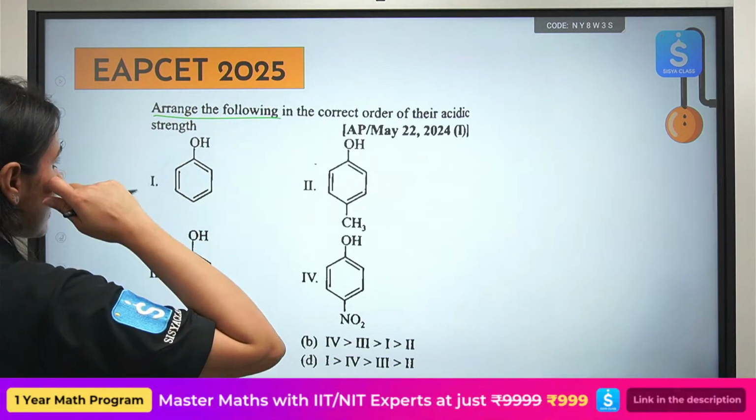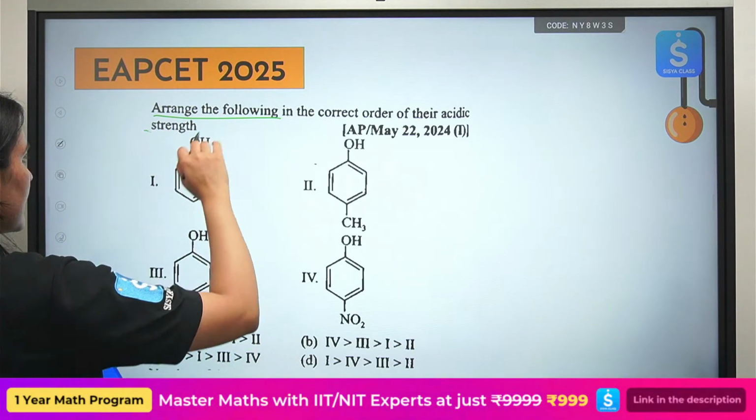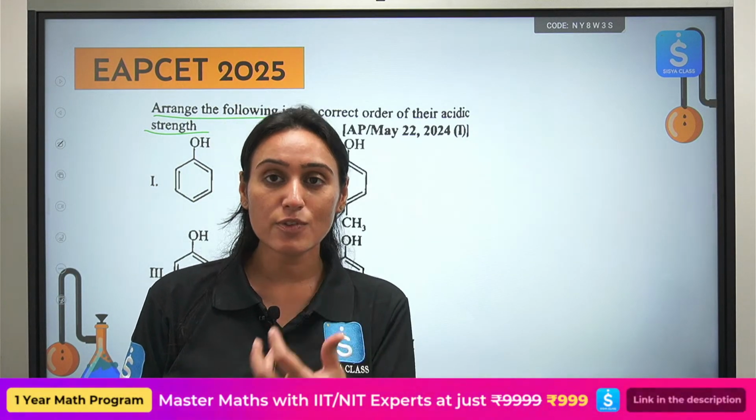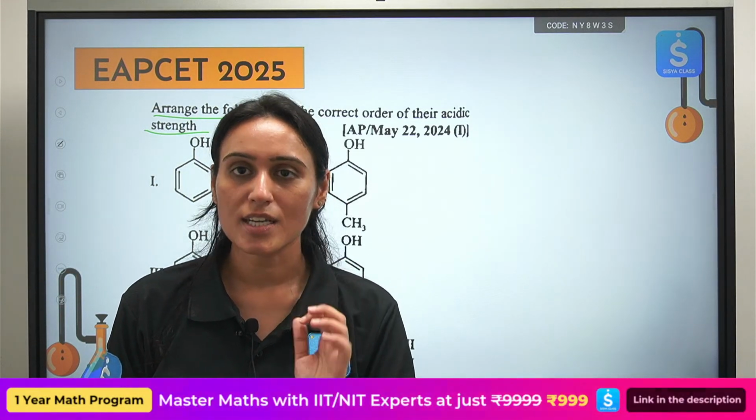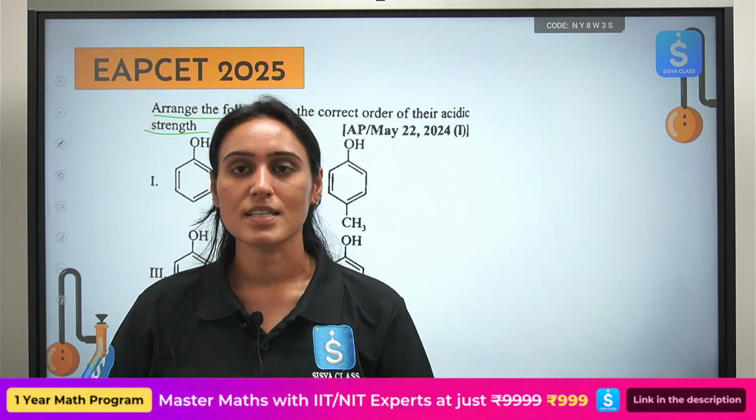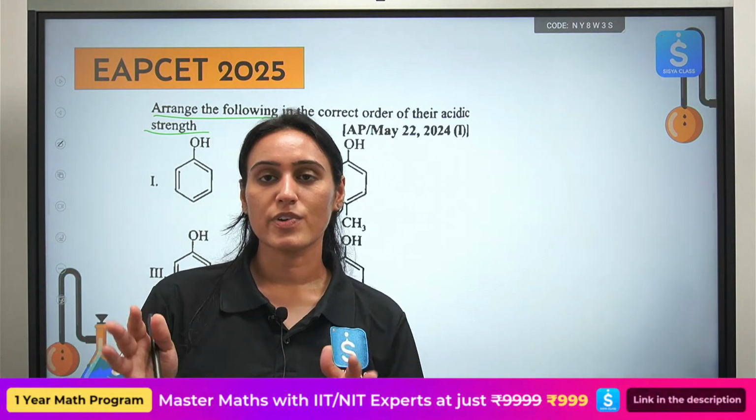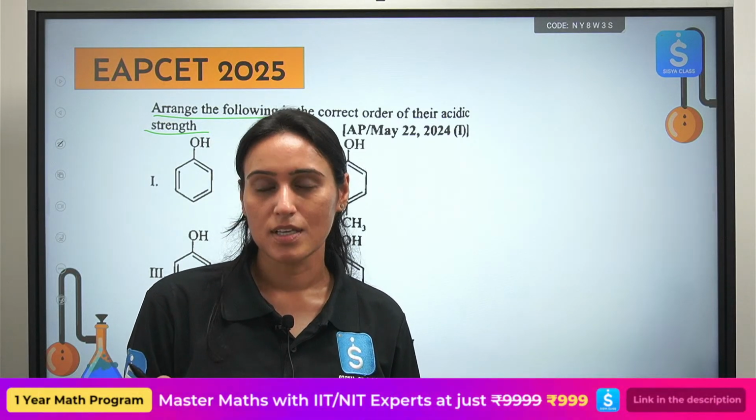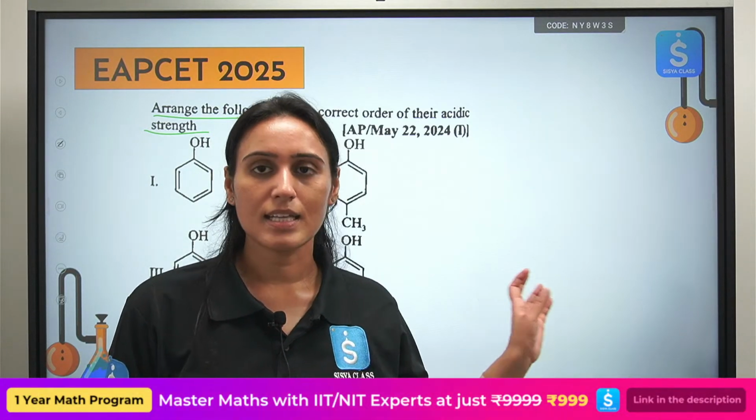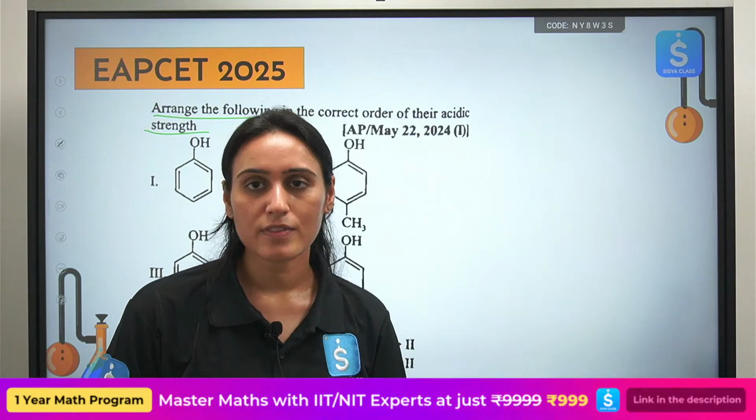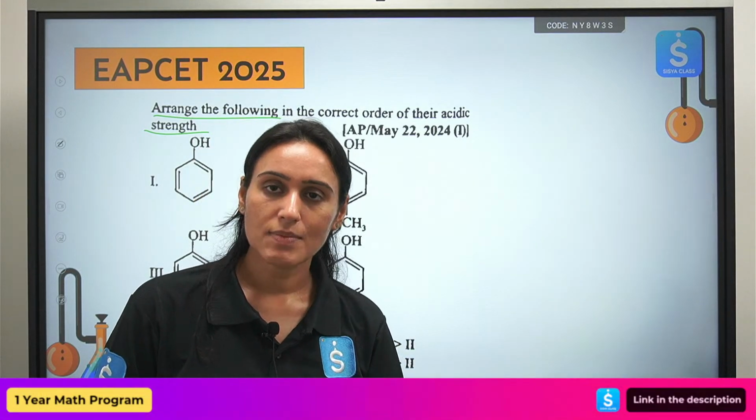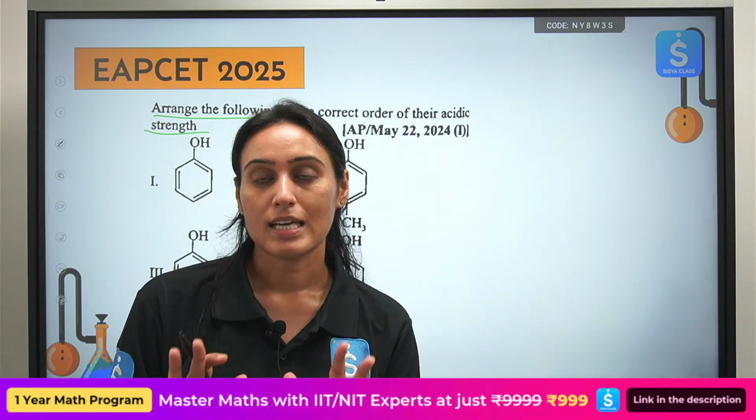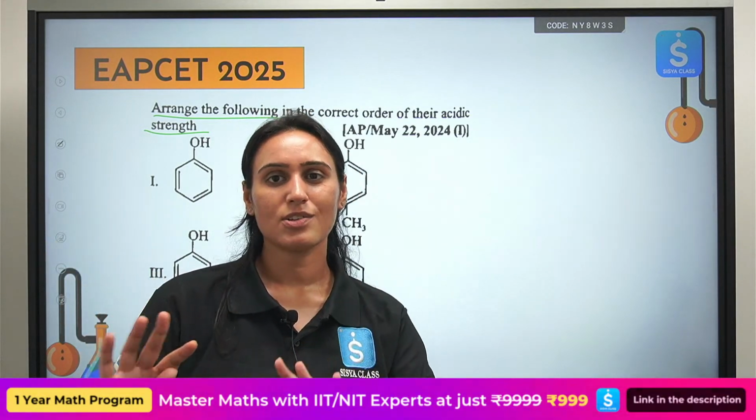Arrange the following in the correct order of their acidic strength. What I have told you about comparison of acidic strength is that you will compare the stability of the conjugate base. What do we mean by conjugate base? The group which is formed after the removal of a proton. So in this case, you will form some kind of phenoxide ion, a substituted phenoxide ion. Then how do we compare the stability of that phenoxide ion, that conjugate base? We will see whether it has electron withdrawing groups attached to it or electron donating. Electron withdrawing groups, good for us. Electron donating, we will stay away.